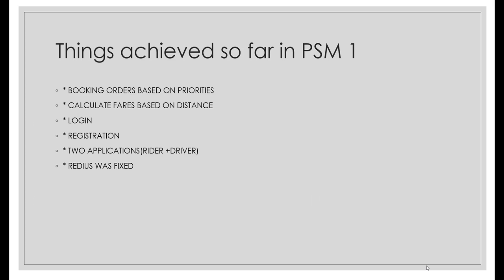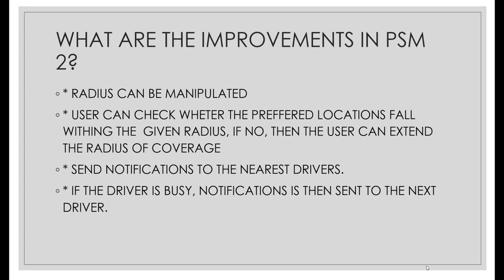So these three things have been accomplished in PSM1. Apart from that, we will see the improvements in the next slide. So let us recap what we achieved in PSM1: booking orders based on priorities, calculating fares based on the distance, login registration module, and so on. And we developed two applications, one for the rider and one for the driver. The idea was to keep the radius fixed, which we accomplished in PSM1.